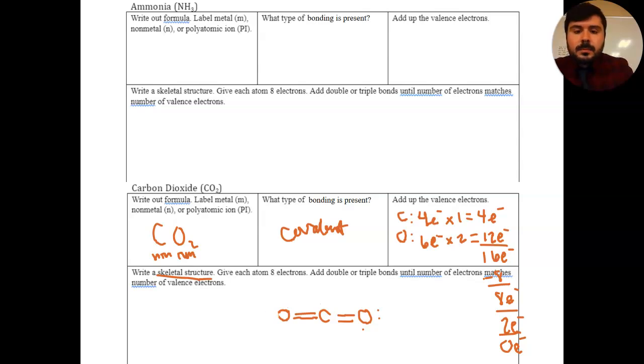Boom, boom, boom, boom. Lone pair above, lone pair below. Lone pair above, lone pair below. One pair above, one pair below. All right, so now this is a correct Lewis structure for CO2.